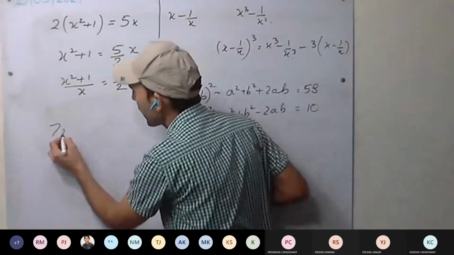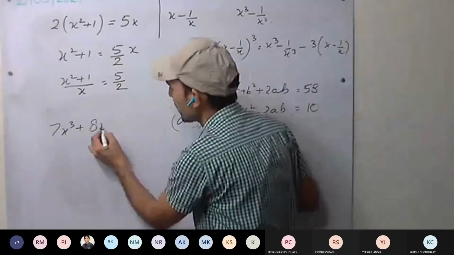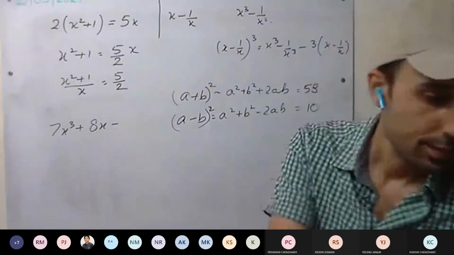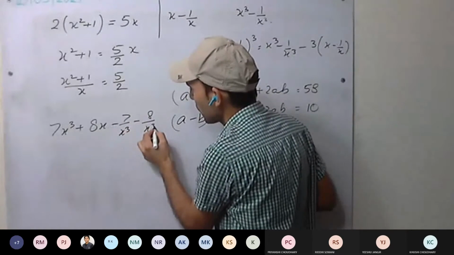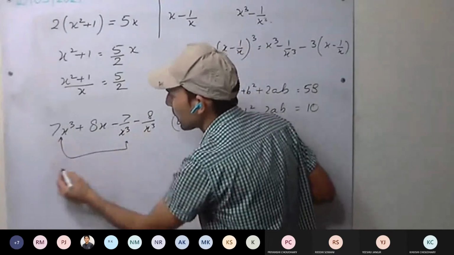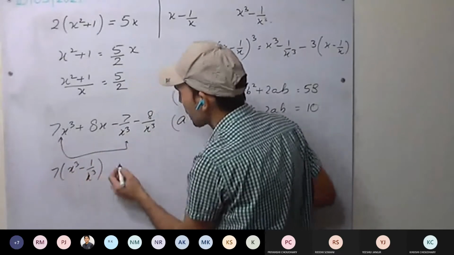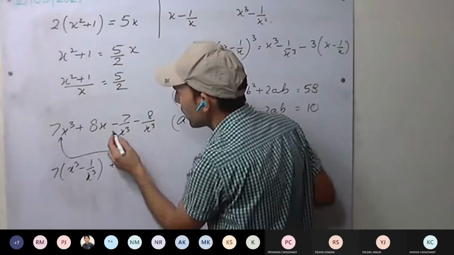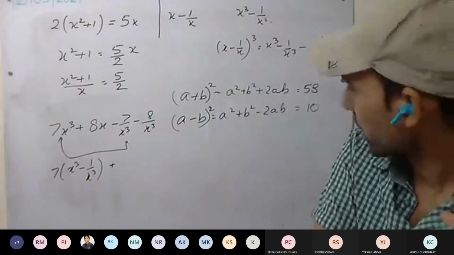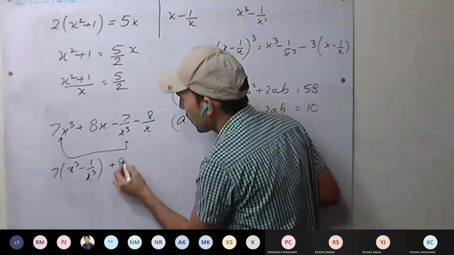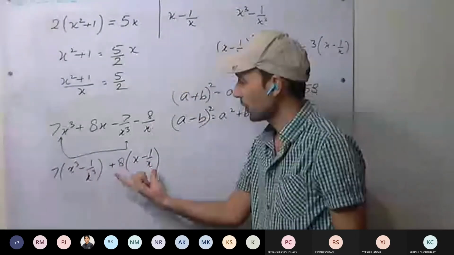It is given 7x cube plus 8x minus 7 upon x cube minus 8 upon x. See your first and third term. Take 7 common out: x cube minus 1 upon x cube. Here it is x and 8 upon x. Take 8 common out: x minus 1 upon x. Its value you can put.